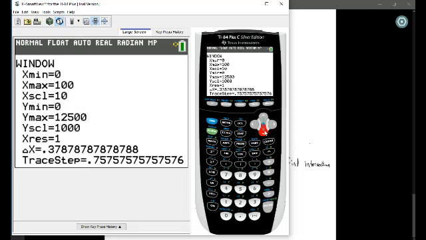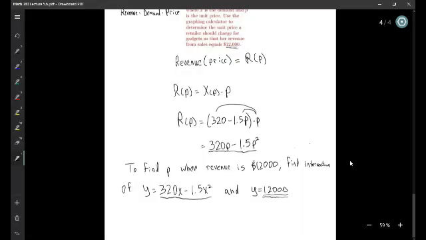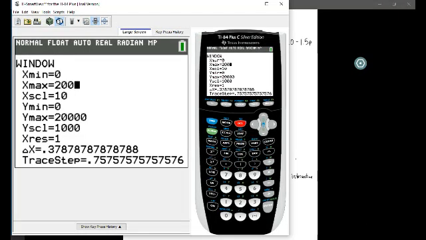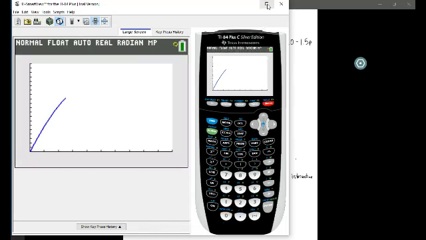So since it's at 12,500, let's go with 20,000, a good number. 20,000. And then 200 here. So our X max is 200, and then let's double our scaling. So we'll make X scale 20. Let's see what this looks like.